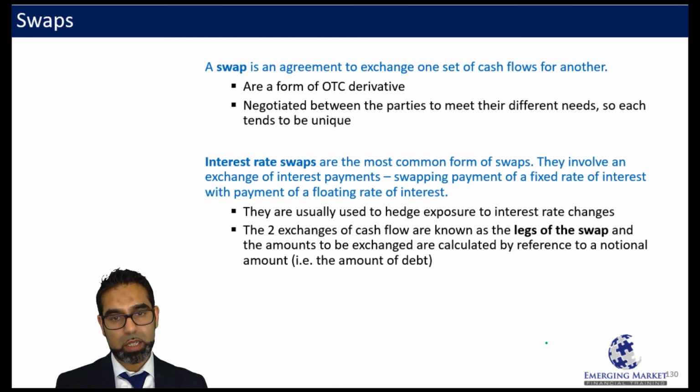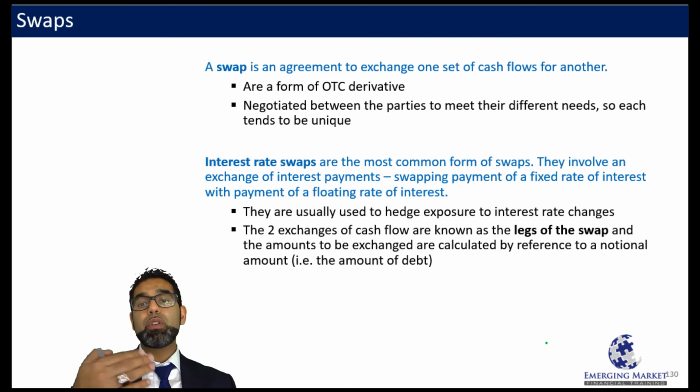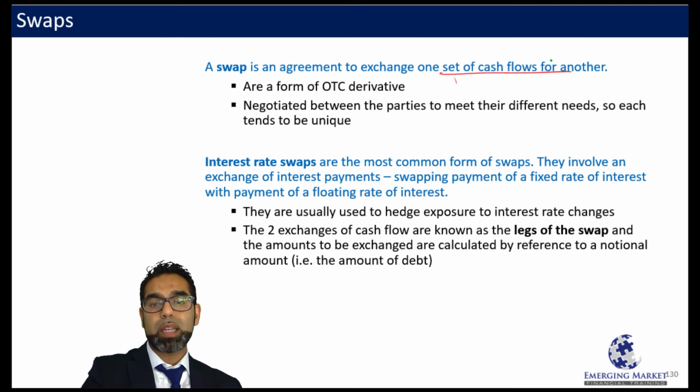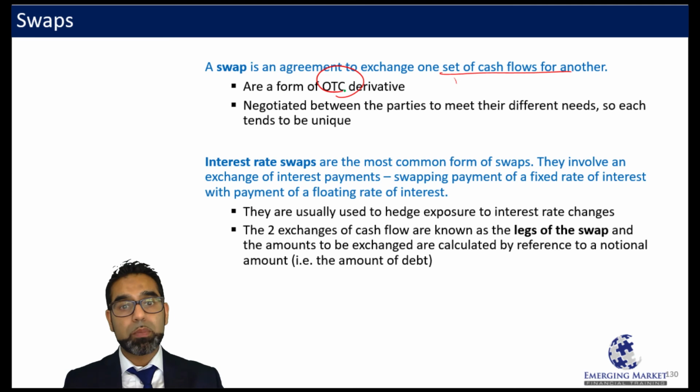Okay, brings us into another type of derivative, a swap. A swap is an agreement to exchange cash flows, but it's a periodic agreement, so you exchange cash flows periodically. One set of cash flows for another. It will be OTC, we don't see these exchange traded. Okay, they're negotiated between the parties.